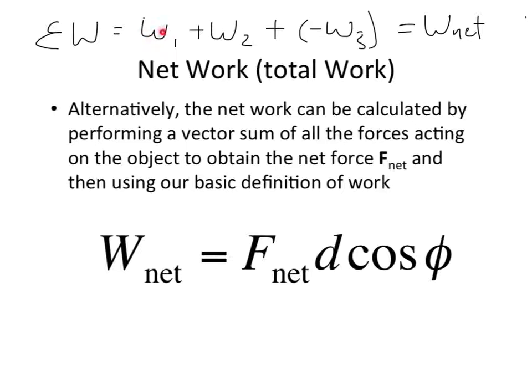So this force times distance, this force times distance, this force times distance here, and then add them all up. But there is going to be an easier way to do it. If you can find the net force acting on an object, you can simply take that times the distance times a cosine of whatever direction the force is being applied with regard to the distance and get the net work as well.